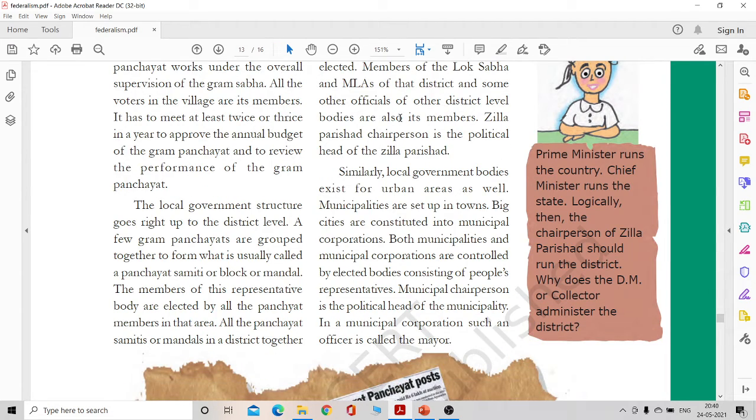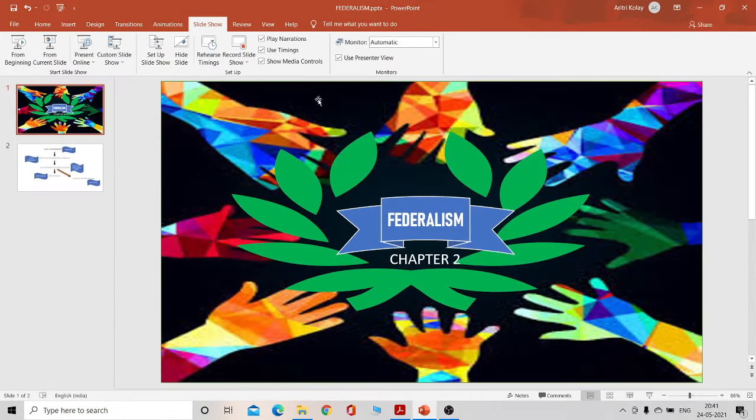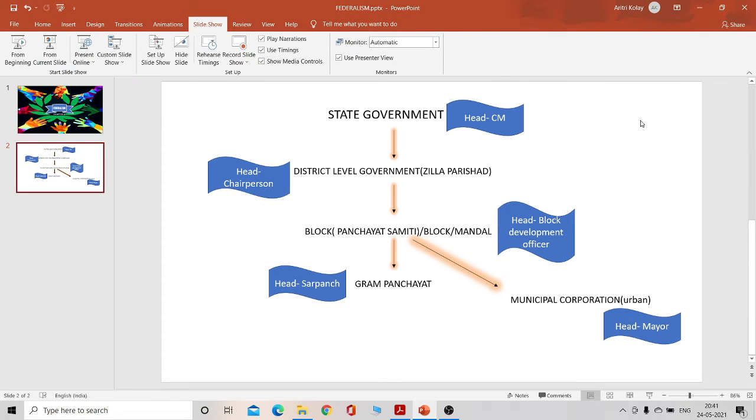Similarly, the local government bodies also exist in urban areas. So just like in the rural areas, you have the Panchayati Raj, in urban areas, you have the municipal corporation, which is headed by the municipal chairperson, known as the mayor. Now, here I would like to show you the flow chart.